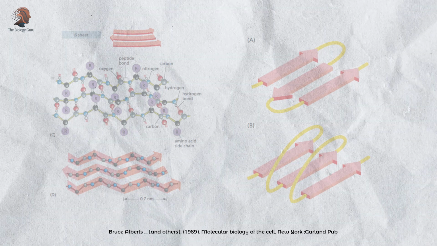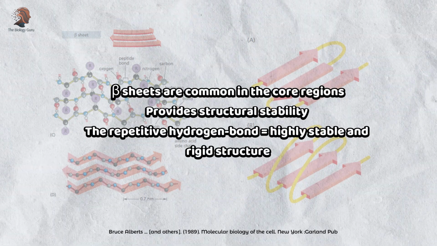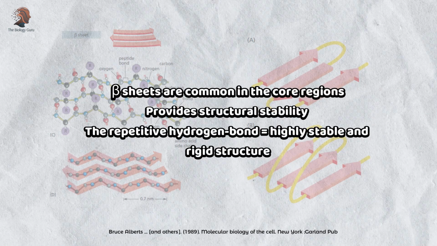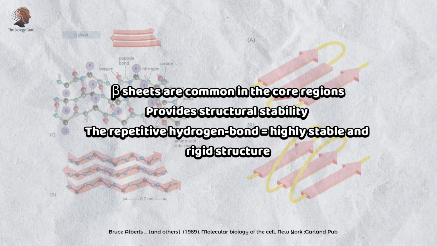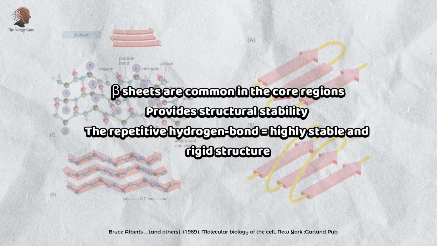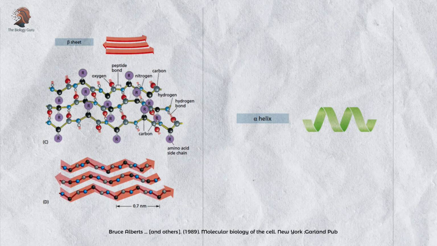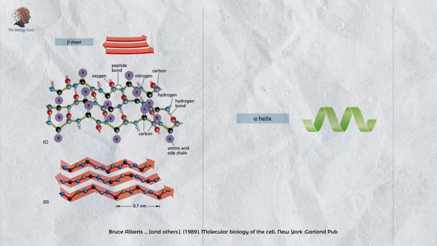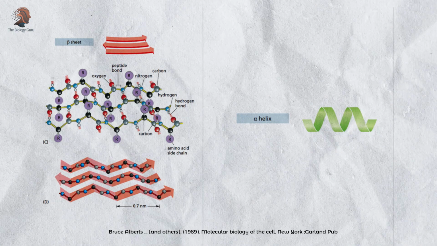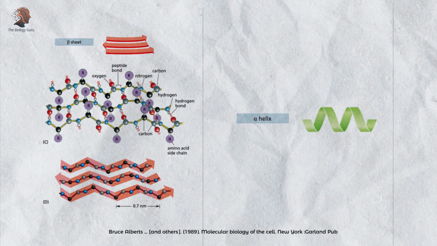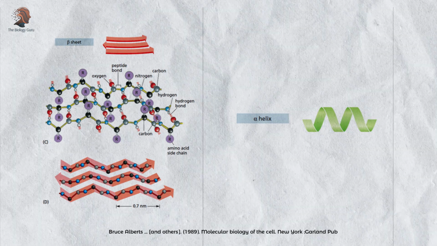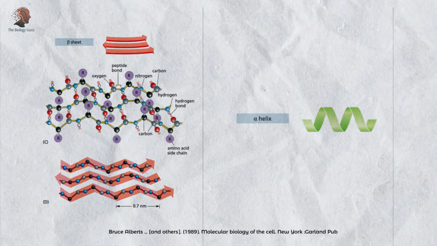Beta sheets are common in the core regions of many proteins, providing structural stability. The repetitive hydrogen bonding pattern results in a highly stable and rigid structure. This folding pattern, alpha helices and beta sheets, are fundamental to protein structure, demonstrating how specific sequences and interactions lead to the complex forms and functions of proteins.